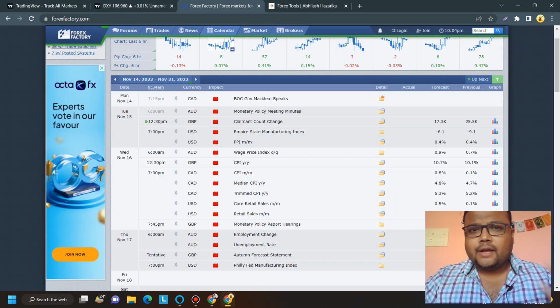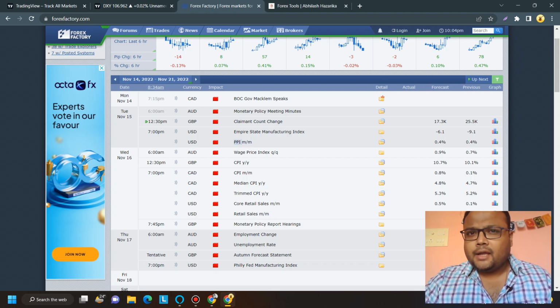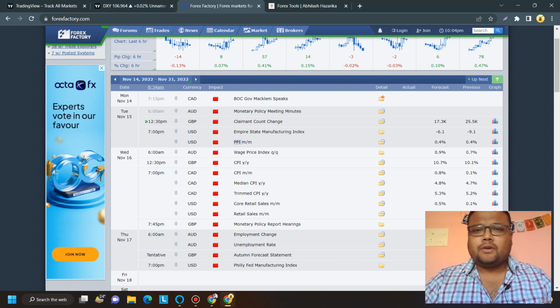If you look at forexfactory.com, we can see that PPI is coming up, and the Empire State Manufacturing Index is coming up. PPI may bring some volatility to the market. There can be some volatility for one or two candles. So let's wait and watch how the market reacts.